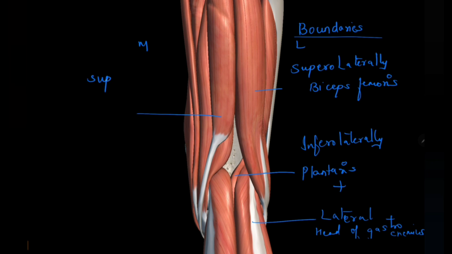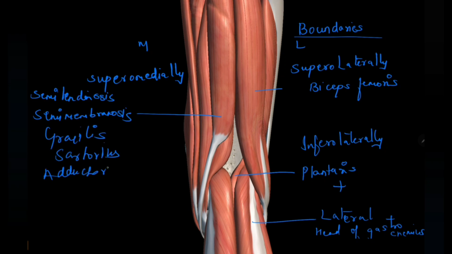Now, if we talk about superomedially, we have the muscles like this. You can see this is semitendinosus, semimembranosus is there. Then we have gracilis also. Then sartorius is also forming, and behind this we have adductor magnus also. So these muscles in total form the superomedial border: semitendinosus, semimembranosus, gracilis, sartorius and adductor magnus.